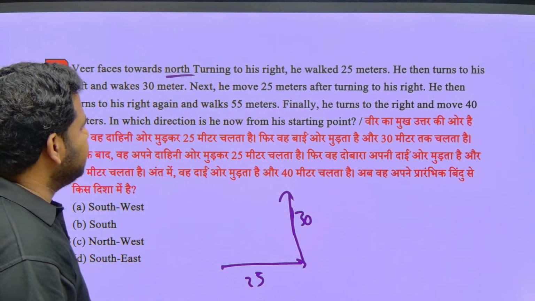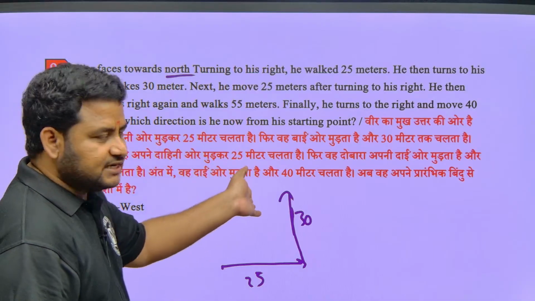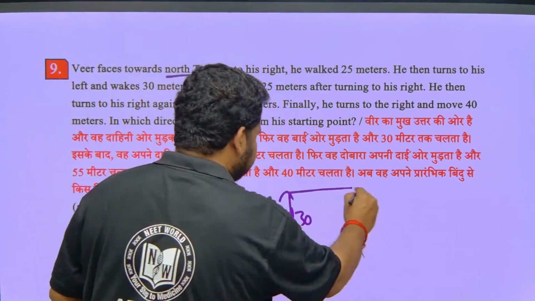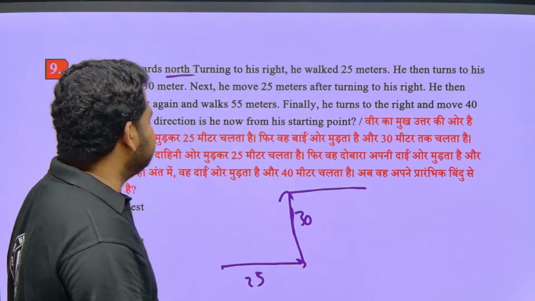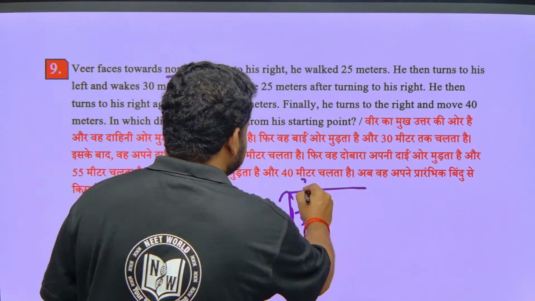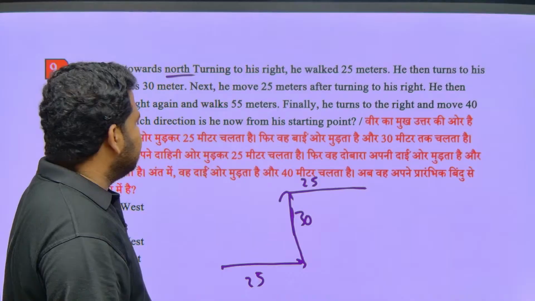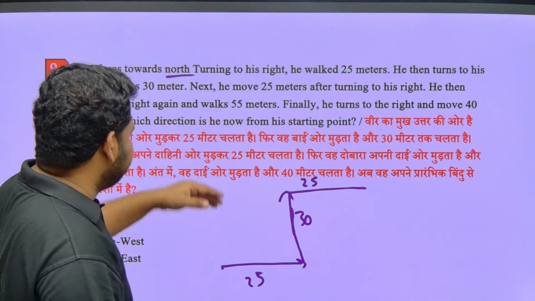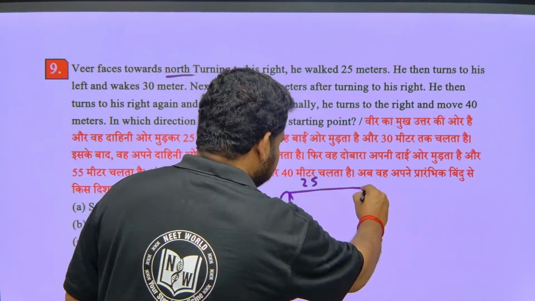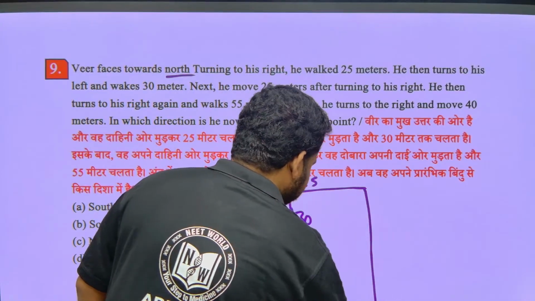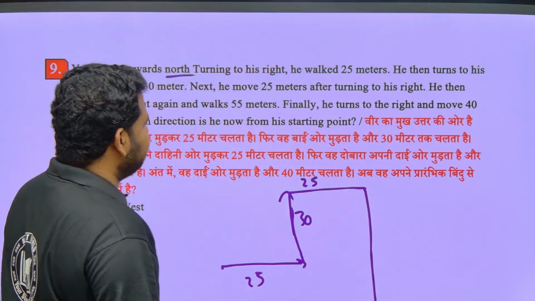Next he moves 25 meters after turning to his right. That is, he will turn to his right again. After turning to his right, how many meters will he move? He will move 25 meters. Done. He then turns to his right again and walks 55 meters. He will turn to his right again and walk 55 meters.